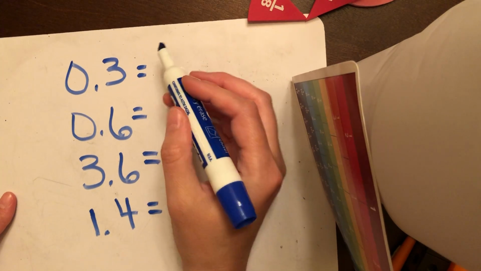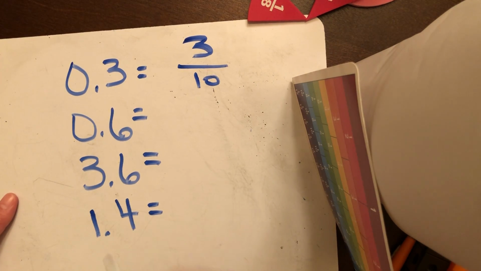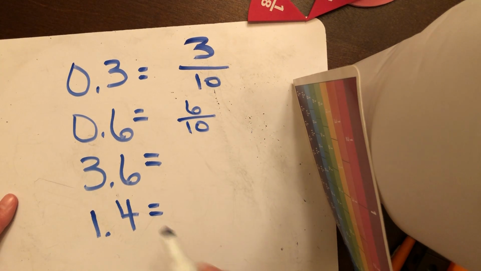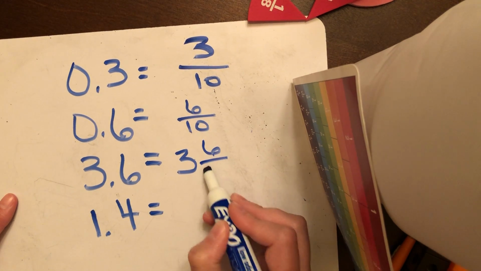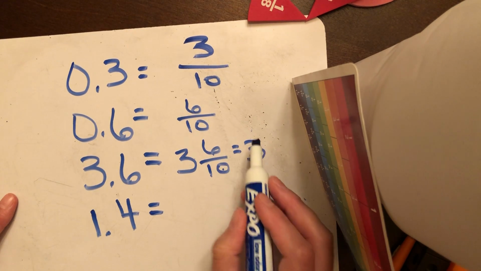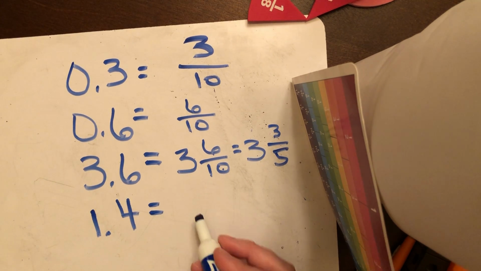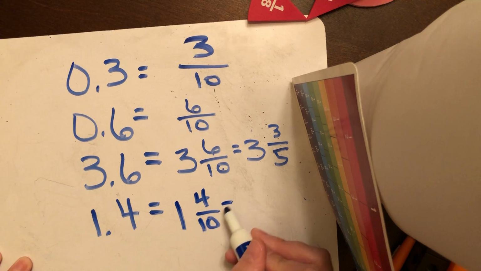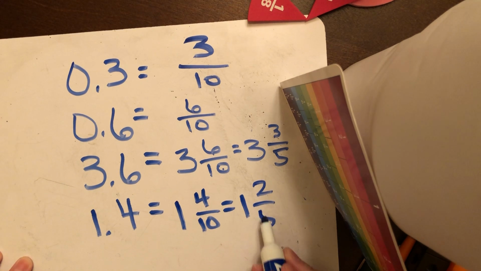Okay, let's go over these. This would be 3/10. 0.6 would be 6/10. 3.6 would be 3 wholes and 6/10. Yes, you can reduce 3/6, divide both your numerator and denominator by 2. That would be 3/5. And then it's also going to be a mixed number, 1 and 4/10. And yes, you can reduce, divide both your numerator and denominator by 2, 1 and 2/5.